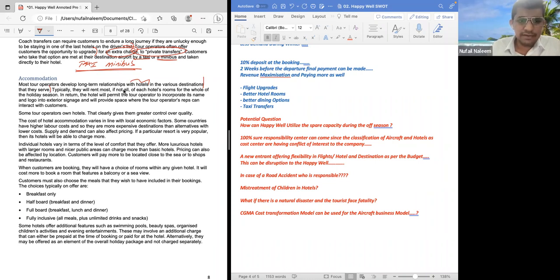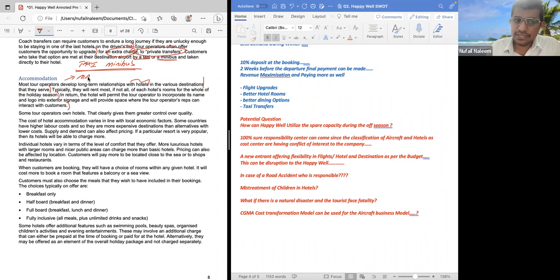Typically, they will rent most, if not all, of the hotel rooms for the whole of the holiday season. In return, the hotel will permit tour operators to incorporate the name, logo, exterior signage, and provide space where the tour operators' reps can interact. Now, in this case, this is not for our company.